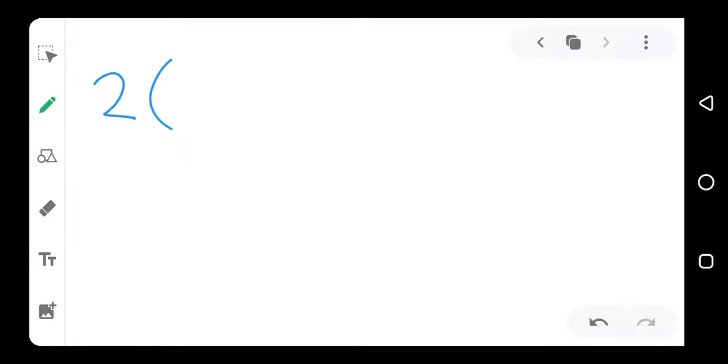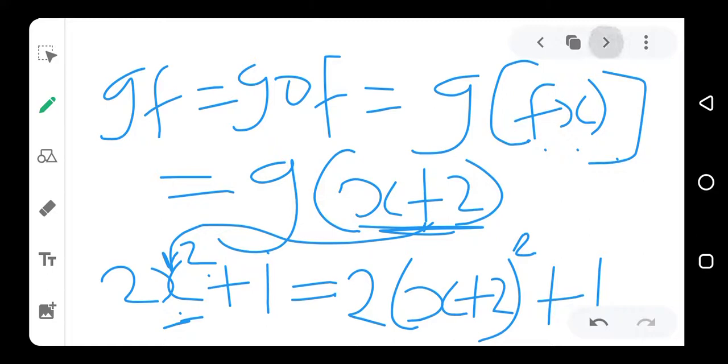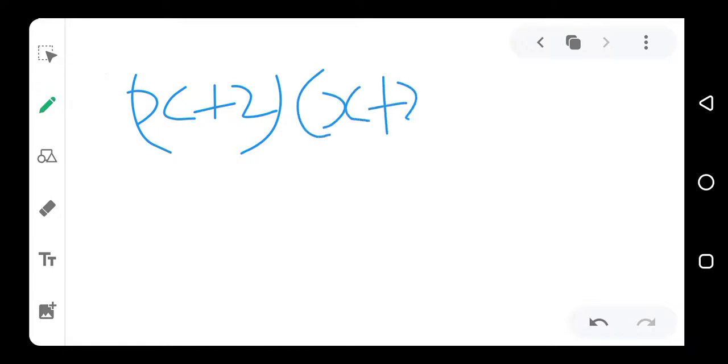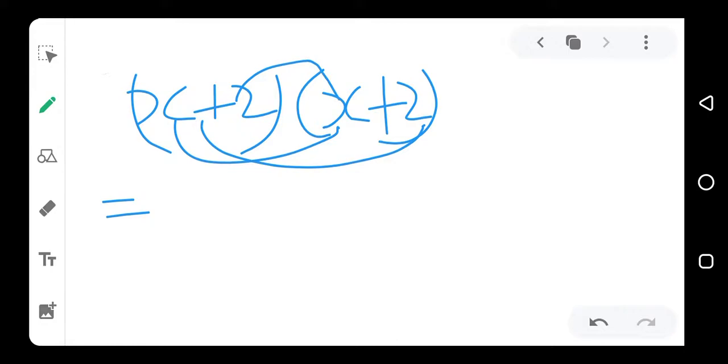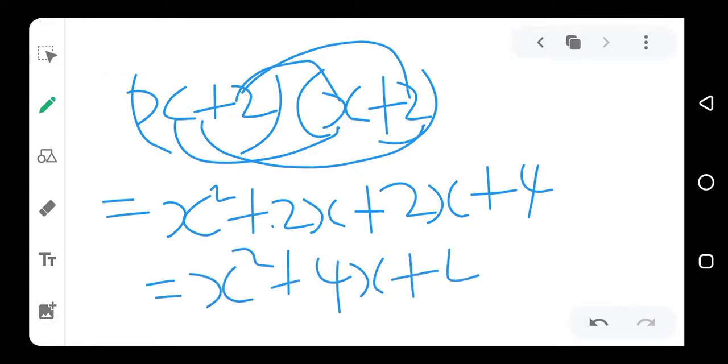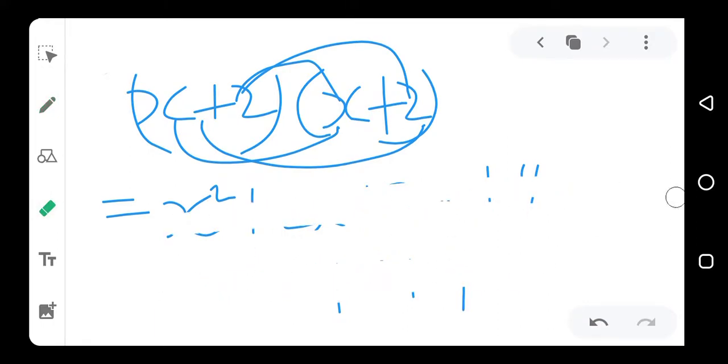If we simplify x plus 2 raised to power 2, let me simplify it. x plus 2 in brackets times x plus 2, which is equal to: this one multiplies this and also this, then 2 multiplies this and also this. So it becomes x raised to power 2 plus 2x plus 2x plus 4, which is equal to x raised to power 2 plus 4x plus 4. Okay, so this is the value for x plus 2 squared.